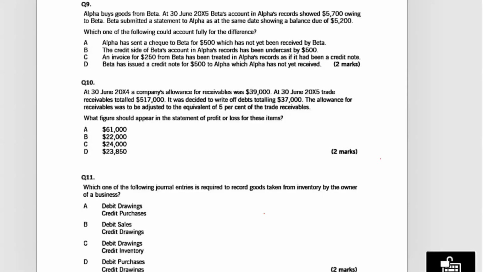Could that be the answer? No, it can't be the answer, because to be over 5,700 plus that other 500, I think. If that's the case, it can't be the answer.